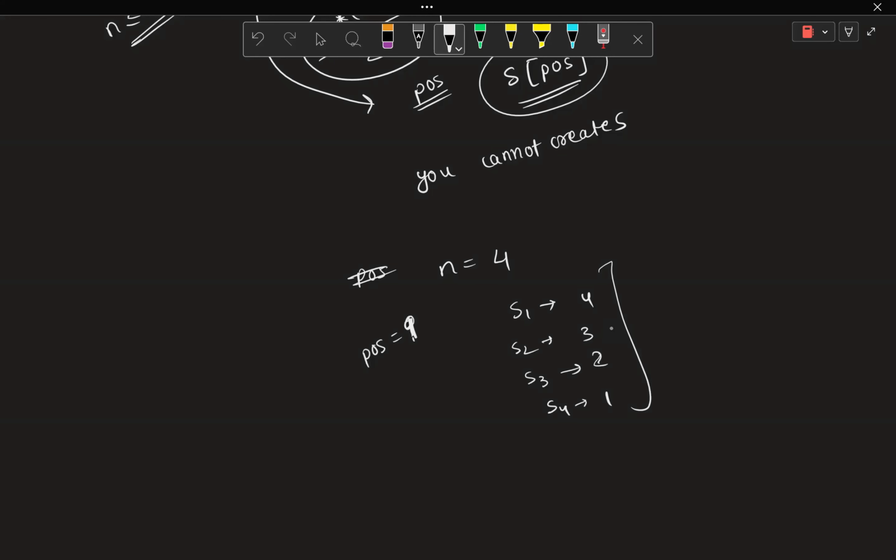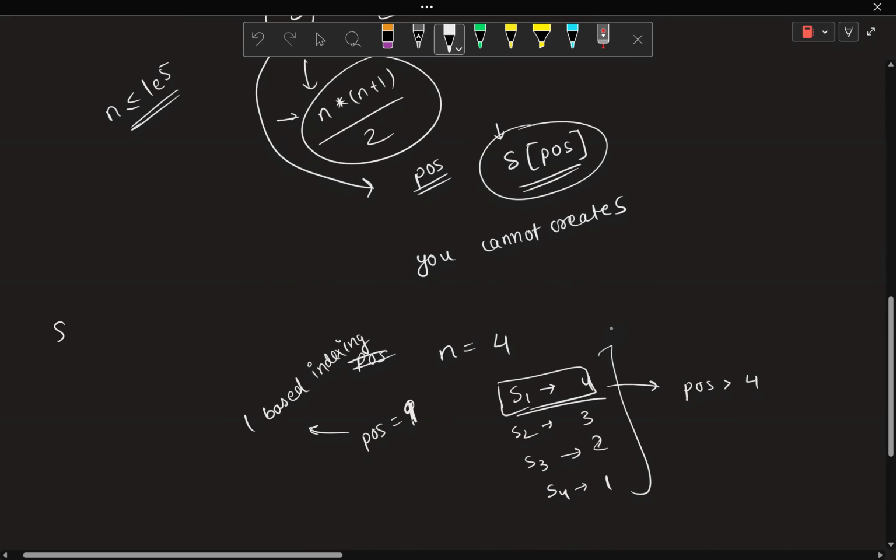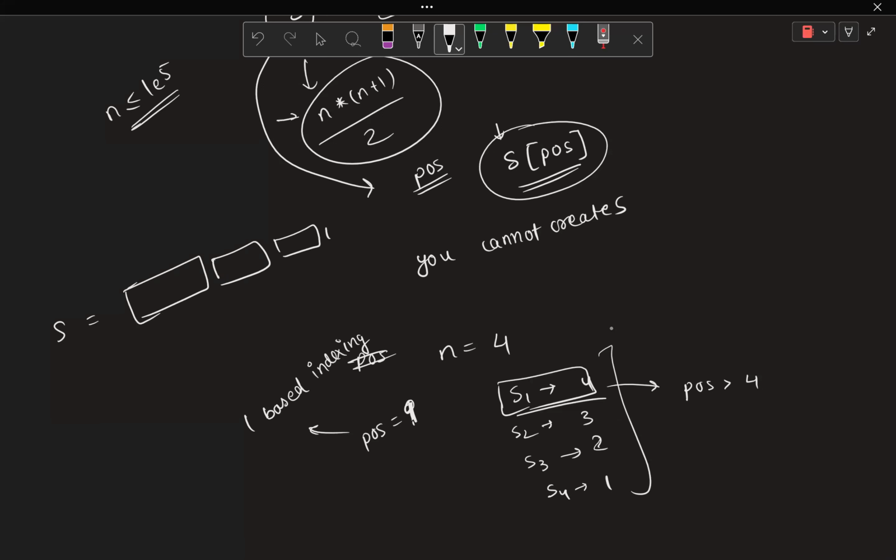In that case, by the way, this position is in one-based indexing. So here you can see one thing for sure. Since pos is greater than 4, it would never be coming from string 1. The portion you see that S is having is some concatenation of some strings. So you have to search for 9. You know that this portion is just having 4 elements, so this 9 would not be coming from this.